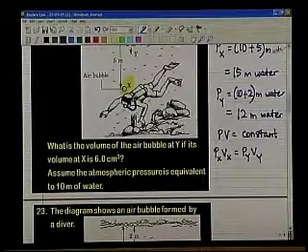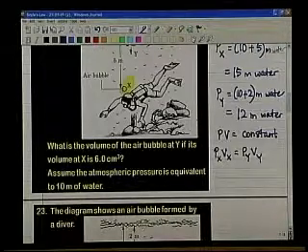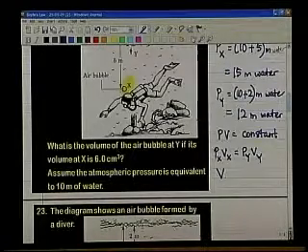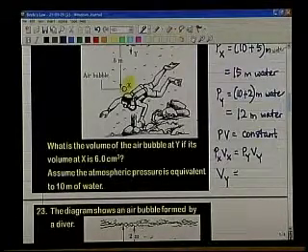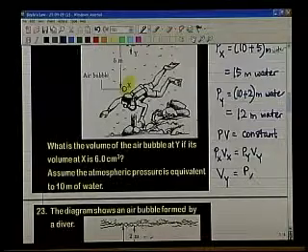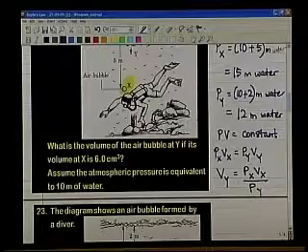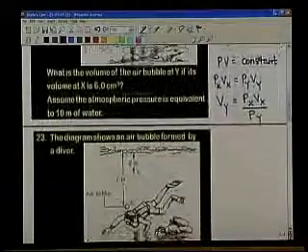And what do I need to calculate? What is the volume of the air bubble at Y? I want to find Vy. So Vy gives me Px Vx divided by Py. Alright, let's continue.